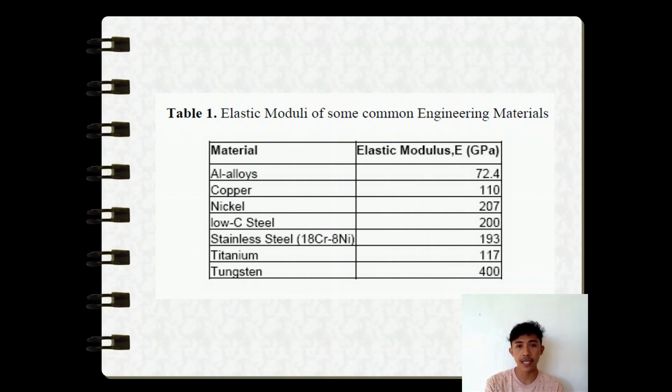The table shows the elastic moduli of some common engineering materials. The materials are the alloys: aluminum, copper, nickel, low-carbon steel, stainless steel, titanium, and tungsten. The elastic moduli are aluminum 72.4, copper 110, nickel 207, low-carbon steel 200, stainless steel 193, titanium 117, and tungsten 400.